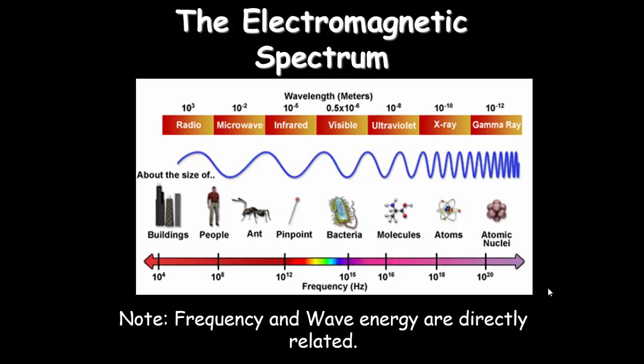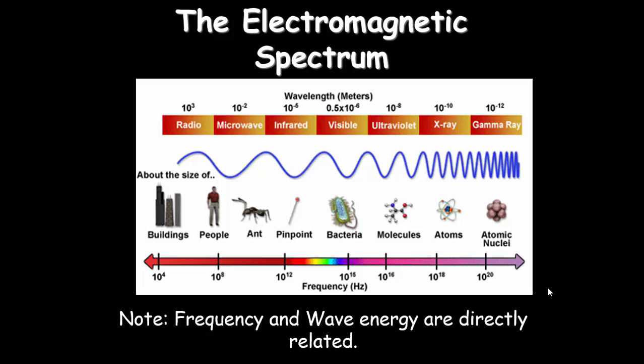The amount of wave energy contained in a ray or a wave of the electromagnetic spectrum is dependent upon its frequency. The more frequent the ray or wave is, the more energy there is. That is a direct relationship.